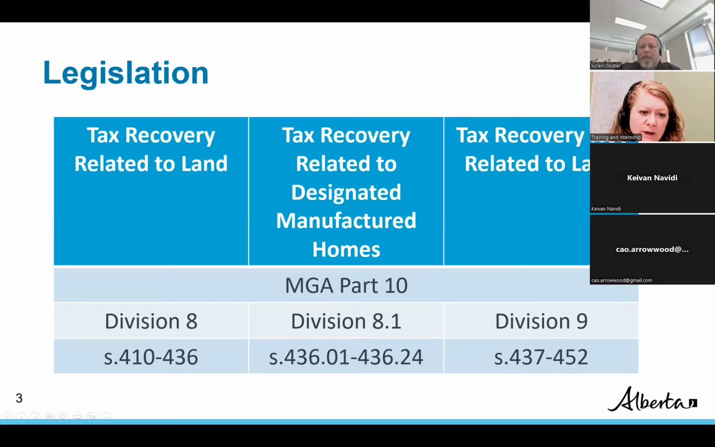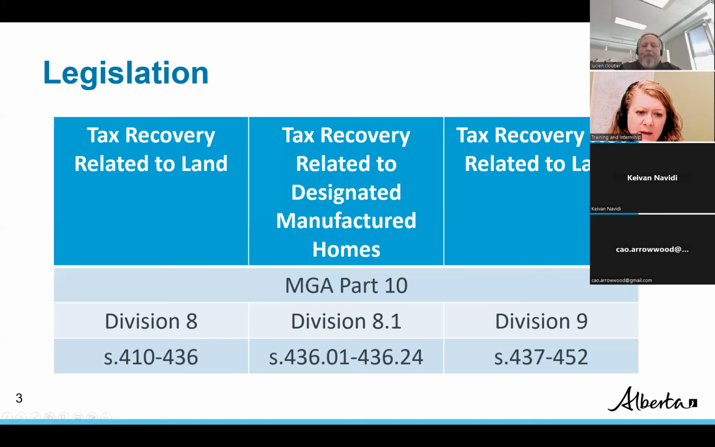Then we have tax recovery related to designated manufactured homes, or DMHs for short, and that's provided for in Division 8.1. This method is used for DMHs situated in mobile home parks or where the owner of the DMH does not own the land on which it is situated. So that's an important distinction to keep in mind. This only applies if there's different ownership of the land and of the actual home. This process can be completed in 3 or 4 years, and I'll talk about that difference a little bit later on.